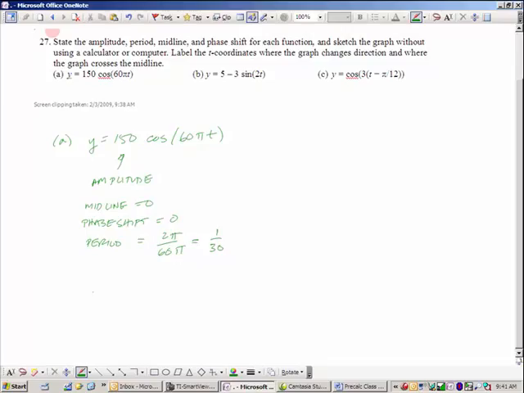So if you had to draw that function, it goes up to 150 and down to negative 150, and it does all of that in 1/30th of a unit. It's a cosine function. I drew a sine function. All right, so if you were to draw a second period, that would be 2/30ths, or 1/15th. Okay? Let's jump to C.